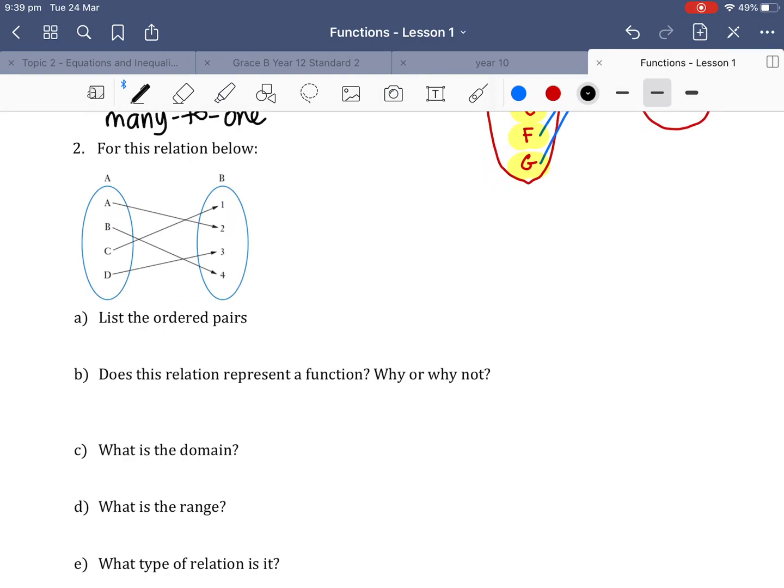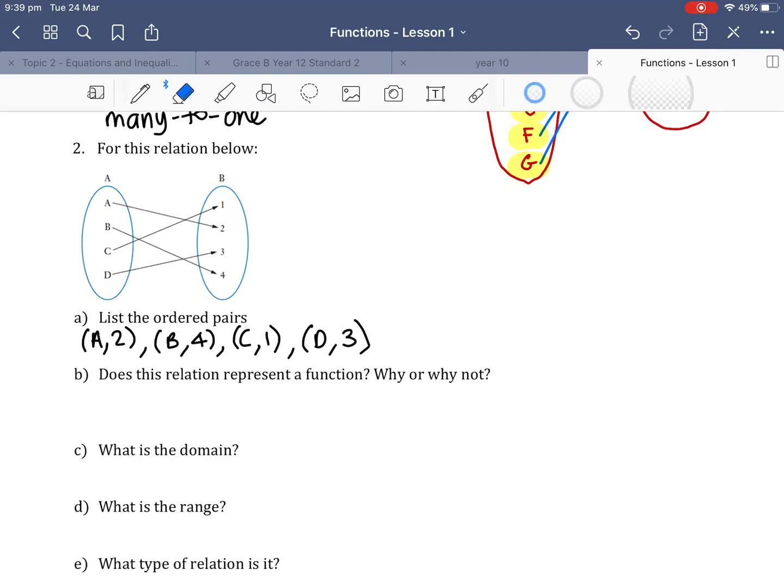Moving on to example 2, we have a relation diagram. For this relation below, list the ordered pairs. So we're going to list them. We have A maps to 2, so we write (A, 2). Then we have B maps to 4. C maps to 1. And D maps to 3. So that was nice and simple. We just follow our arrows and we make sure that when we're doing that, we write our X values down first and then our Y values down like so.